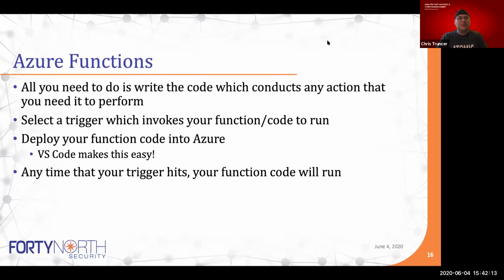So all we need to do is write the code which conducts any action that we need it to perform, select a trigger, which is what invokes our function or code to run. And then once we've done both of those, we can just deploy our function code into Azure. And if anyone uses VS Code, which is a free text editor from Microsoft, VS Code makes it incredibly easy to deploy an Azure function into Azure. And when we do a demo, you'll actually see me do it.